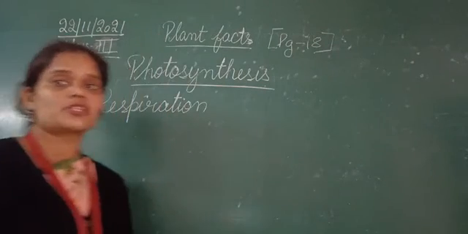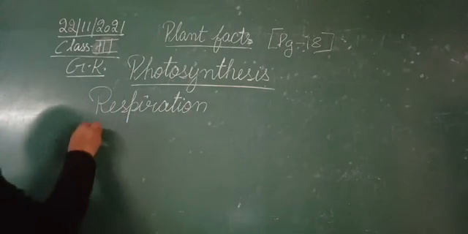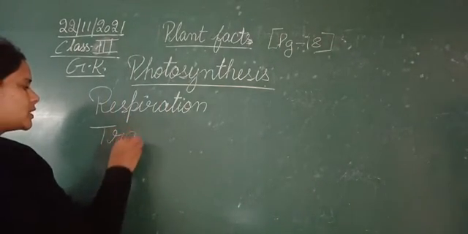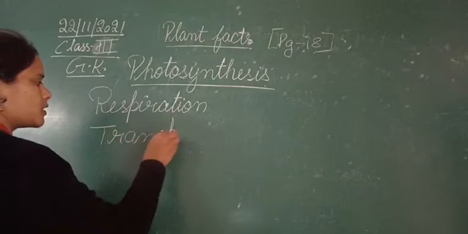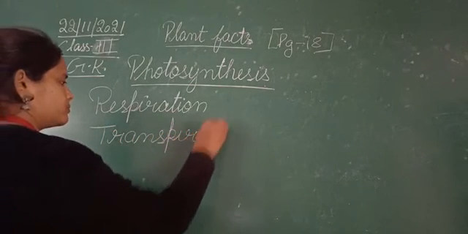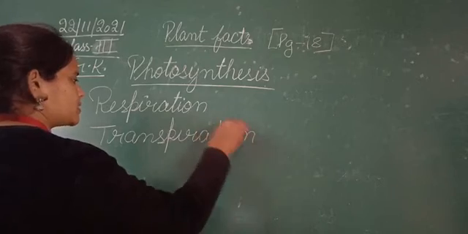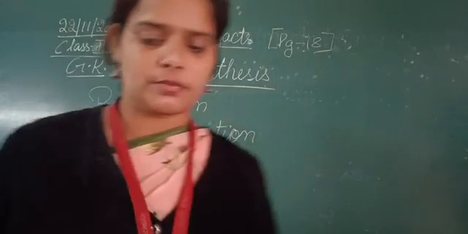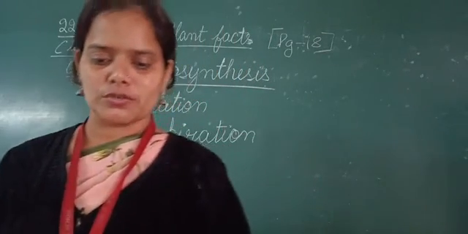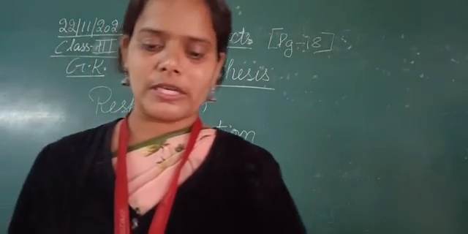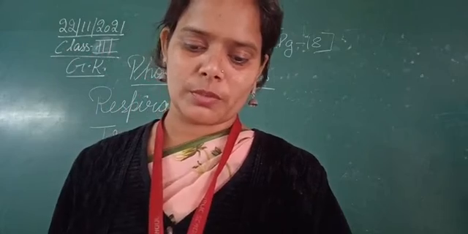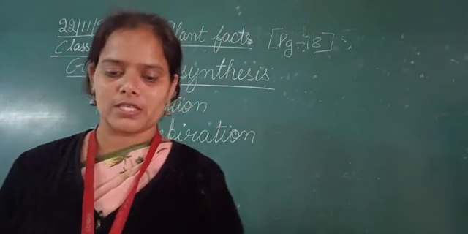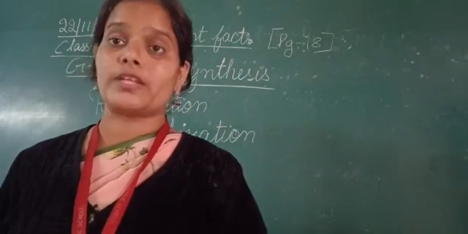Next is transpiration. Another term related to plants is transpiration. Now what is transpiration? Transpiration is the loss of water from the plants through their leaves. It helps in the movement of the minerals and the water in plants. It helps the plants become cool and strong.